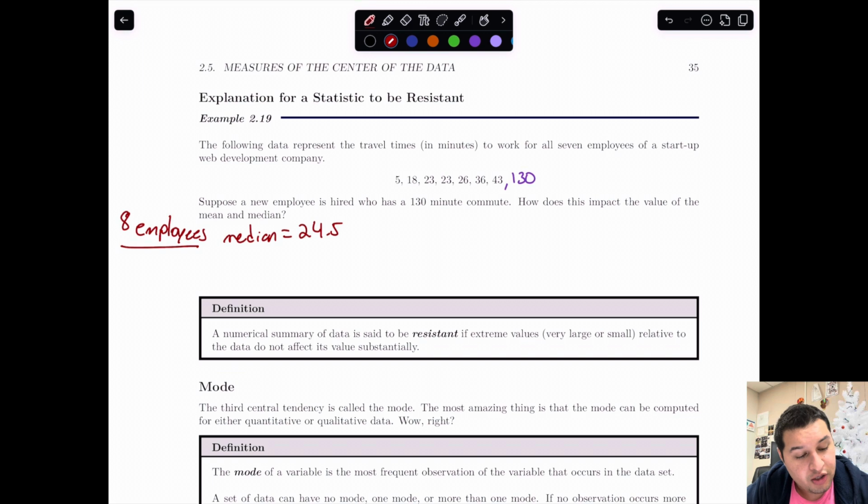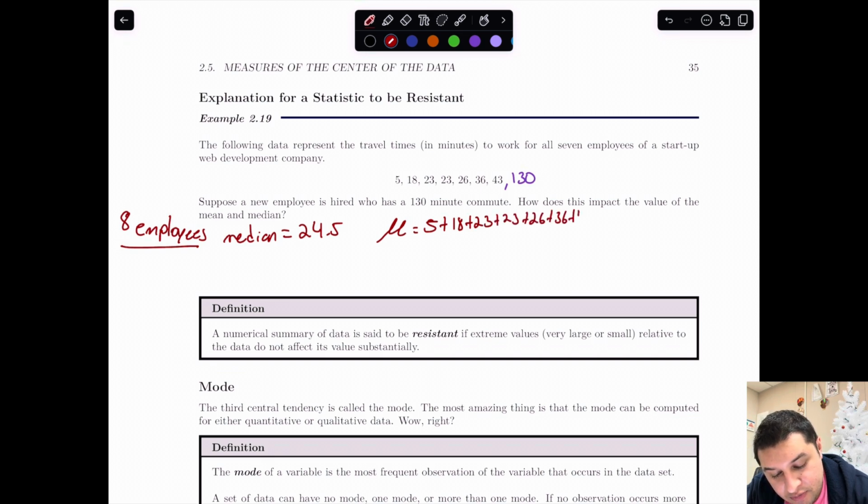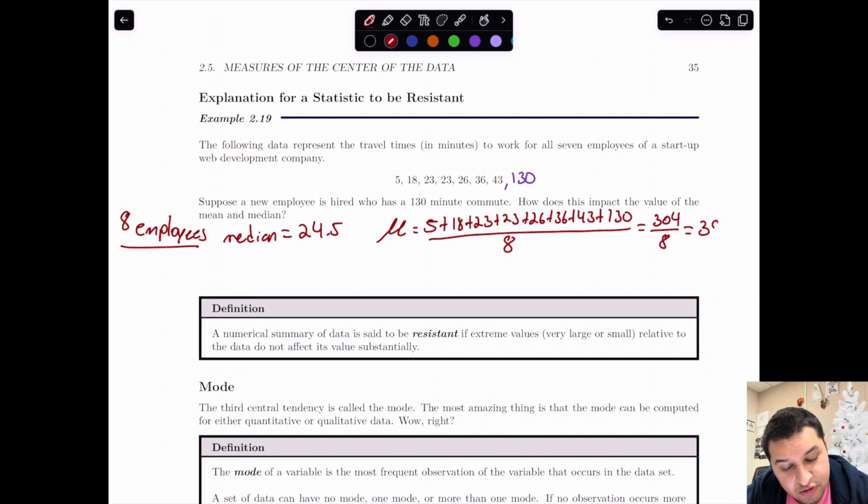So with that, we're going to go ahead and find the mean. The mean is where we add up all the numbers here. So we add 5 plus 18 plus 23 plus 23 plus 26 plus 36 plus 43 plus 130. Add all of those numbers up, and then we divide by however many numbers we have. In this case, we have the number 8. And that is going to be, when we put it in the calculator, 304 divided by 8, which is equal to 38.